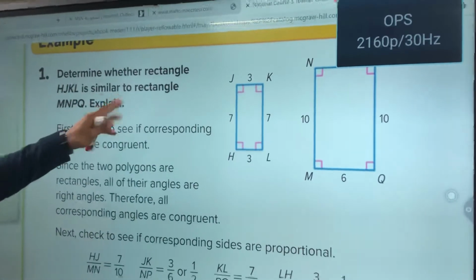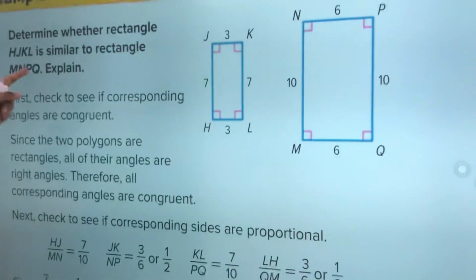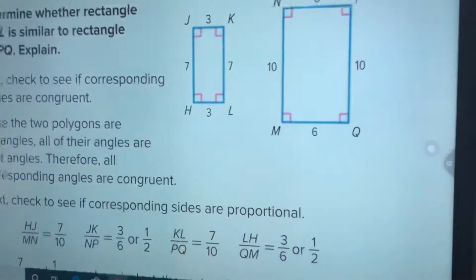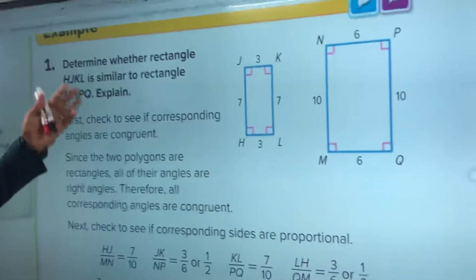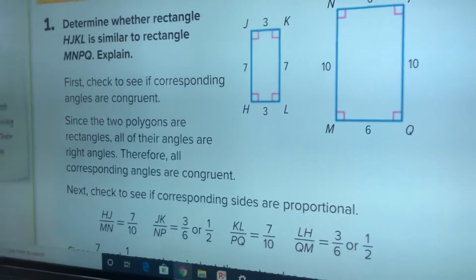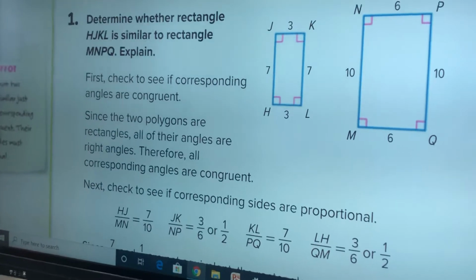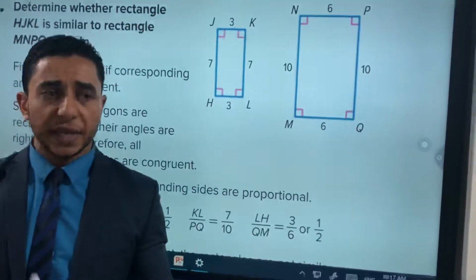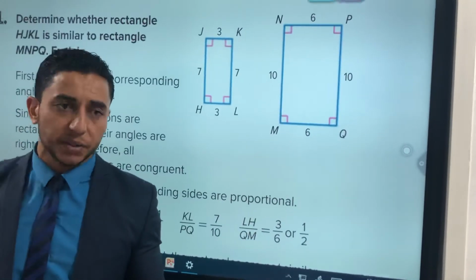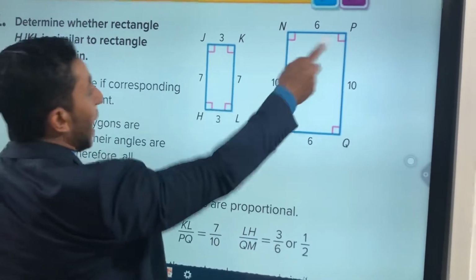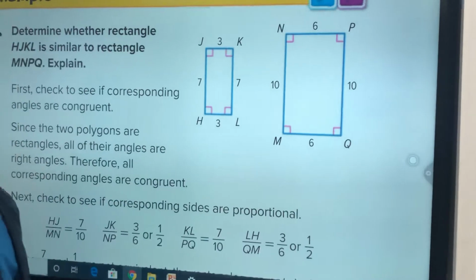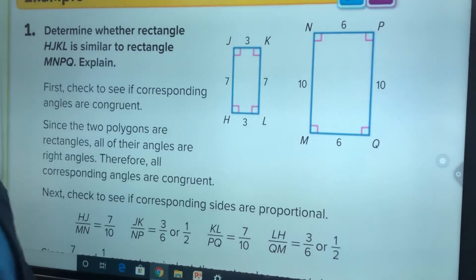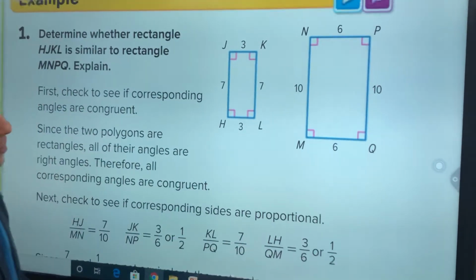Determine whether rectangle HJKL is similar to rectangle MNBQ. As you can see, we have two rectangles, and the question is to determine whether they are similar or not. Okay, first, two rectangles, that means the properties of rectangles: all angles are 90 degrees. So all angles are congruent. This is the first condition. Confirmed. So what about sides?